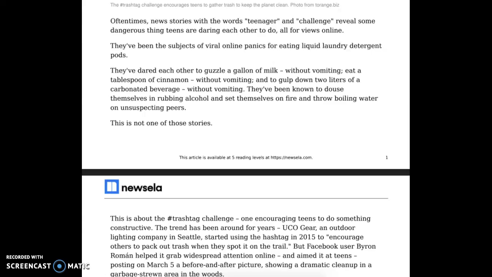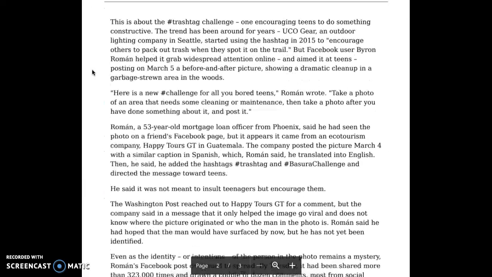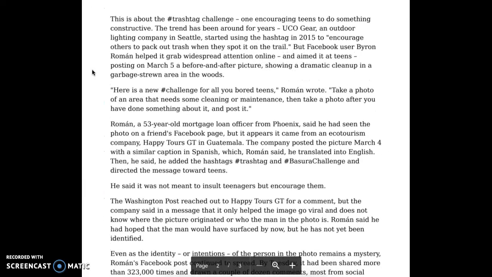They've dared each other to guzzle a gallon of milk without vomiting, eat a tablespoon of cinnamon without vomiting, and to gulp down 2 liters of a carbonated beverage without vomiting. They've been known to douse themselves in rubbing alcohol and set themselves on fire and throw boiling water on unsuspecting peers. This is not one of those stories. This is about the #TrashTag Challenge. One encouraging teens to do something constructive.